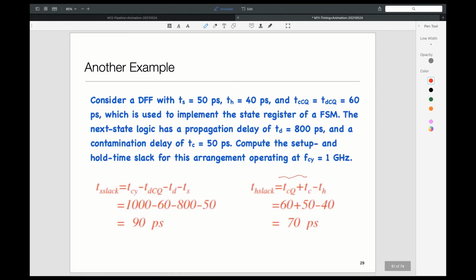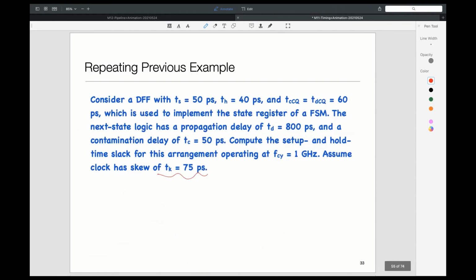It was this example where we had worked out how much slack I had on the setup time and the hold time. And we are going to see that our skew sort of hurts the slack. Okay, so our slack is 75 picosecond. So what will happen in this case? For the setup time, it will eat away into the slack, right? So instead of previously 90, I will have 90 minus 75, 15.